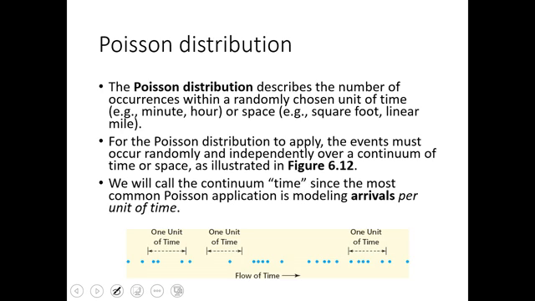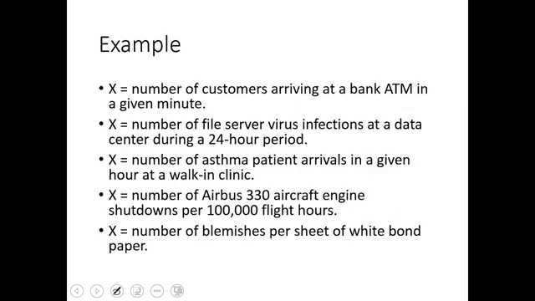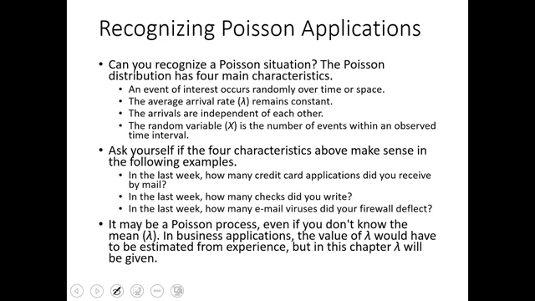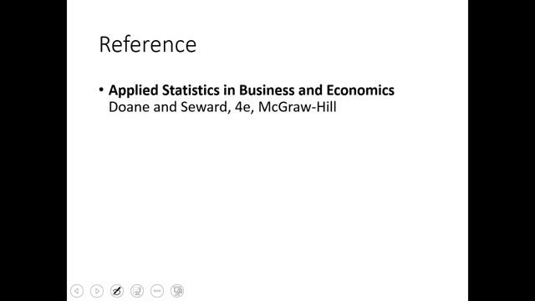And the last topic is the Poisson distribution, but it is a little difficult for the undergraduate students in the College of Business, so I would rather skip it. Okay. So then, that's it. It is the end of chapter 6.